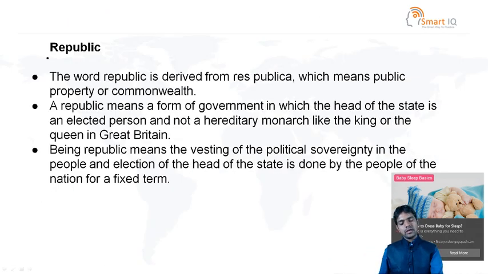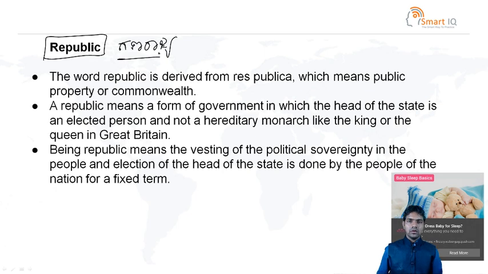So the next important keyword is republic. ಇದನ್ನು ಕನ್ನಡದಲ್ಲಿ ನಾವು ಗಣರಾಜ್ಯ ಅಂತ ಹೇಳ್ತೀವಿ.